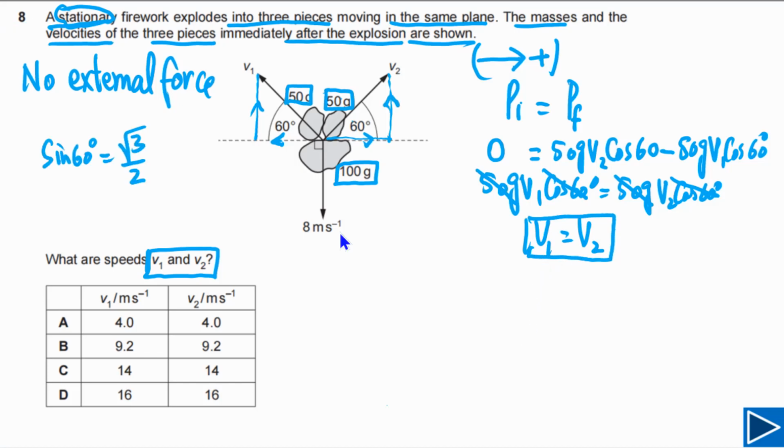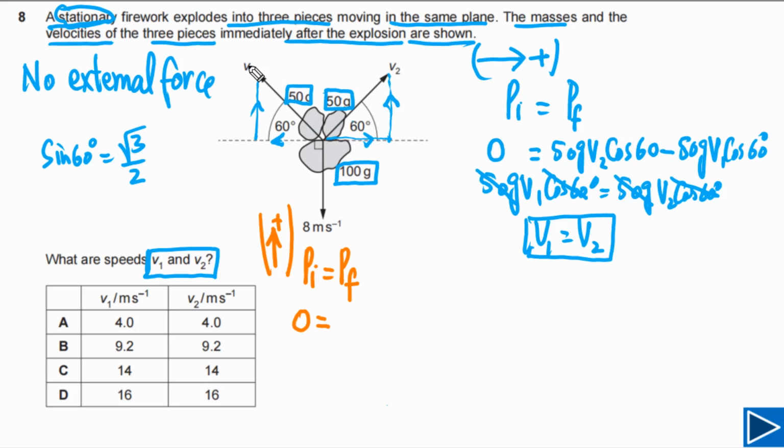Now let's consider momentum along the vertical, along the y-axis. As there is no external force acting on this system, momentum along the vertical is also conserved. And we will take momentum upwards as positive, so that's the reason I have drawn this arrow. It means upward momentum is positive. So we will start again. Initial momentum of the system along the vertical has to be equal to the final momentum of the system along the vertical. Initial momentum along the vertical is equal to 0, so the final momentum also has to be 0.